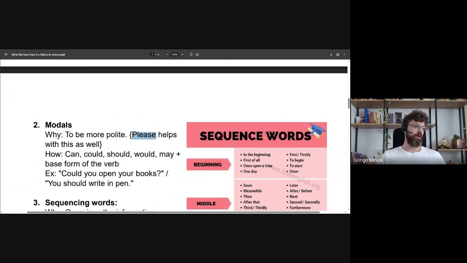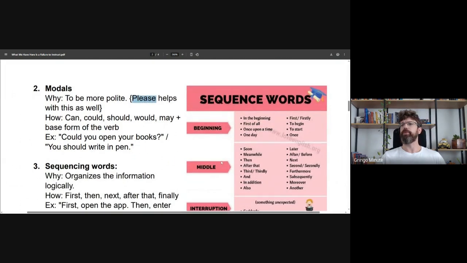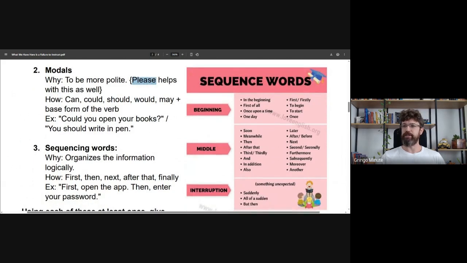Number 3. I have this list here on the right of sequencing words, but you don't need to learn all of these. You need to have a few. And maybe one to start. First of all, firstly, to begin, and you need a few to connect. After that, next, then, if you want to sound fancy, furthermore, or moreover. I like them when you are giving some good arguments. But I think they help us organize our ideas logically.